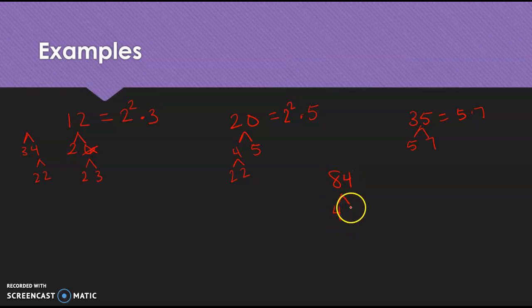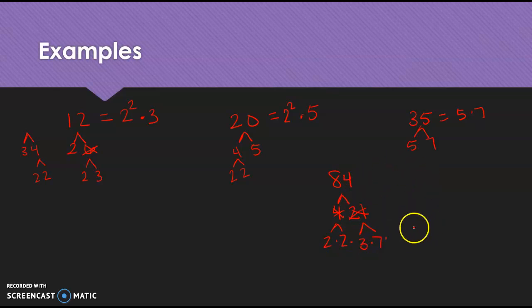4 goes into 8 twice and into 4 once. So it's 4 and 21. I know 4 becomes 2 and 2. Neither one of these is prime, so they both have to break down. 21 is 3 and 7. And at that point, we now have all prime numbers. So the 4 and the 21 no longer matter, because they were not my prime factors. My prime factors are 2 times 2 times 3 times 7.